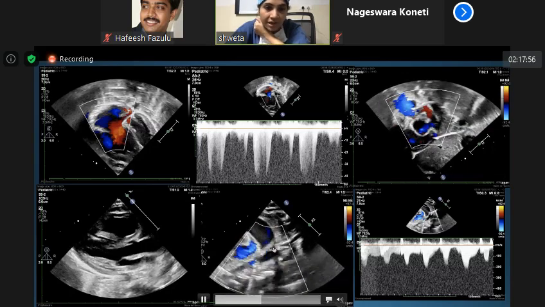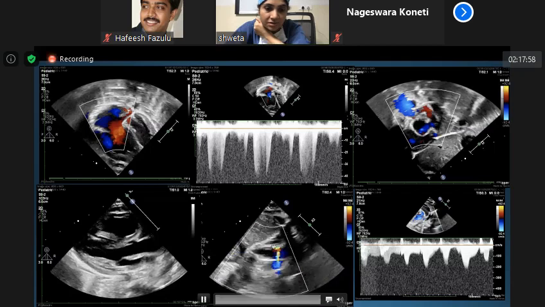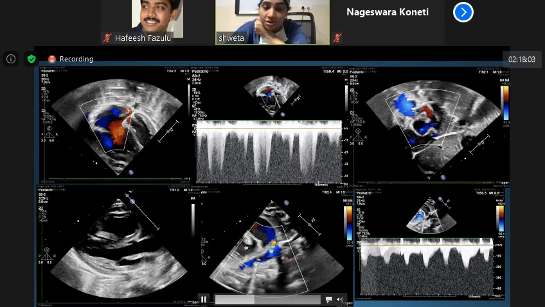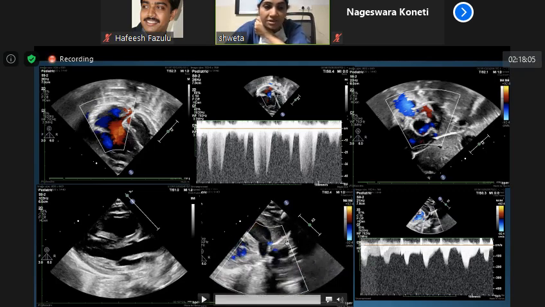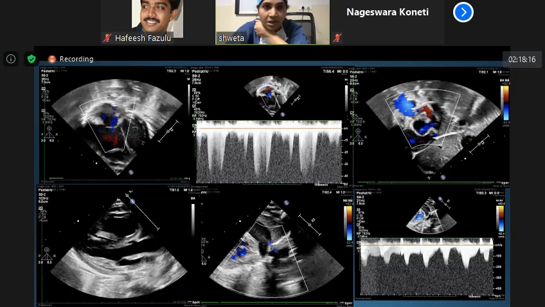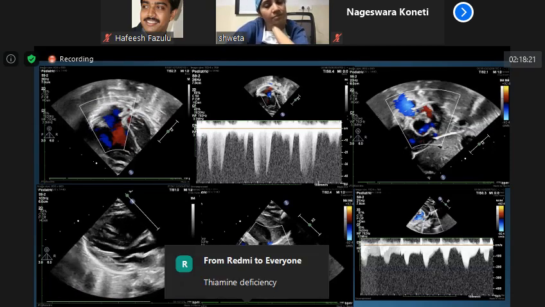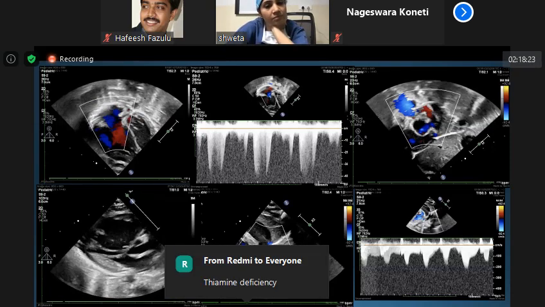Very good. And what about this? Ma'am, there's a tiny PDA here, which is also shunting right to left. Yes. So obviously everything suggests that there are suprasystemic right ventricular pressures because the duct is also right to left shunt with severe right ventricular dysfunction, and that's the gradient across the duct, which is predominantly right to left shunt. So what do you want to do? Ma'am, this can be one of the possibilities. Where was the patient from, ma'am, the geographical location? They are from a village.